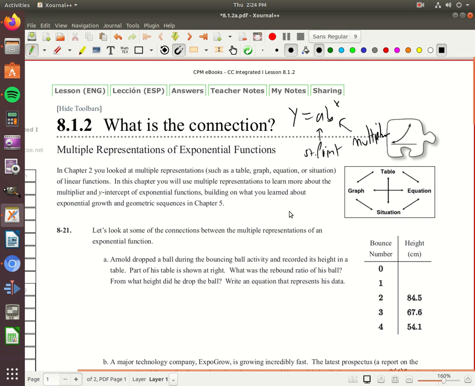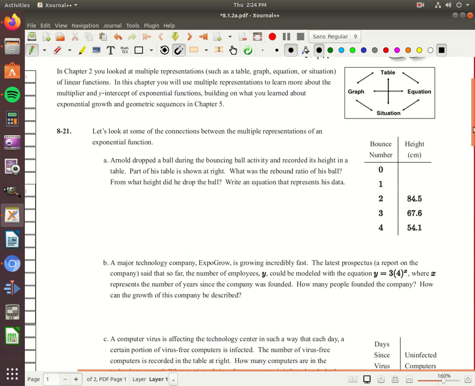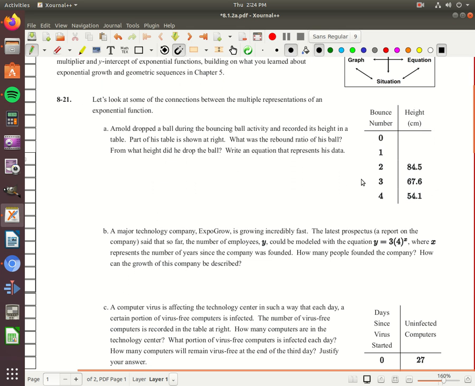In Chapter 2, you looked at the multiple representations such as table, graph, equation, or situation of linear functions. In this chapter, we're going to use multiple representations to learn more about multiplier and y-intercept of exponential functions. So same thing, we'll be getting some word problems, we'll have some graphs, we'll have some tables given the equation, and we'll just sort of go back and forth between the others. So let's look at some of the connections between the multiple representations of an exponential function.